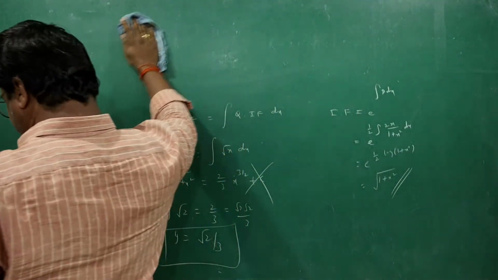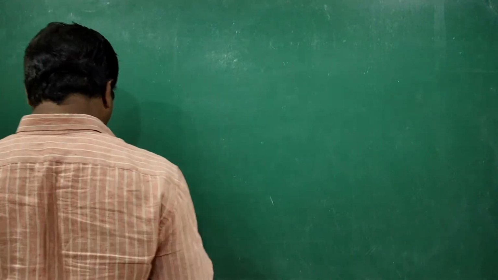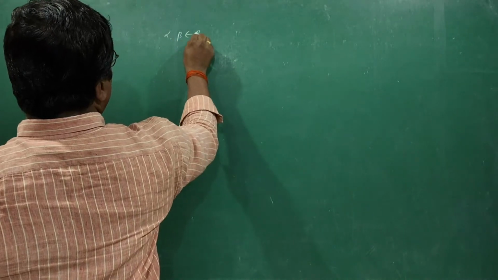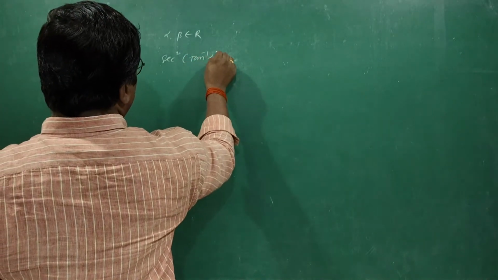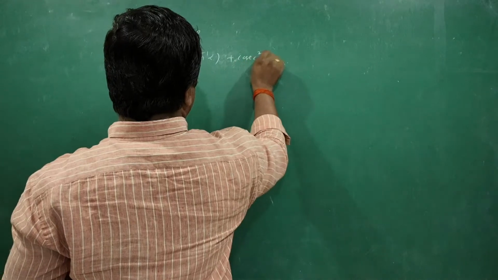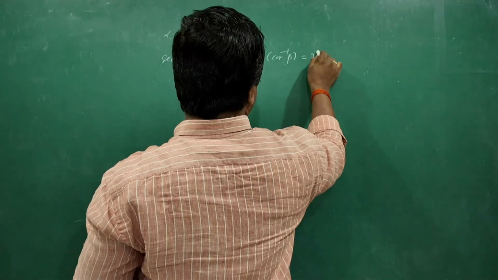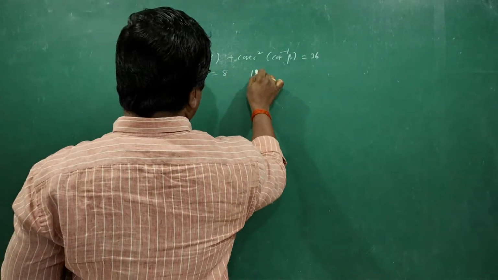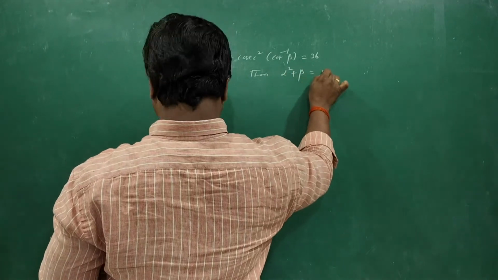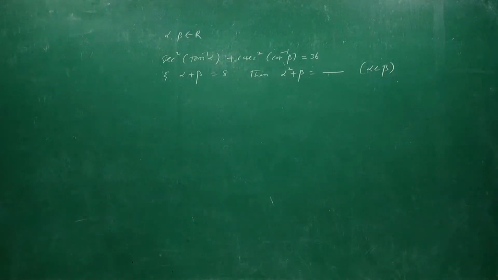Next, there is a question from inverse trigonometry. Alpha, beta are real numbers such that secant square of tan inverse alpha plus cosecant square of cot inverse of beta is given as 36, and alpha plus beta is 8. Then find alpha square plus beta, given the condition alpha less than beta. A simple question from inverse trigonometry.